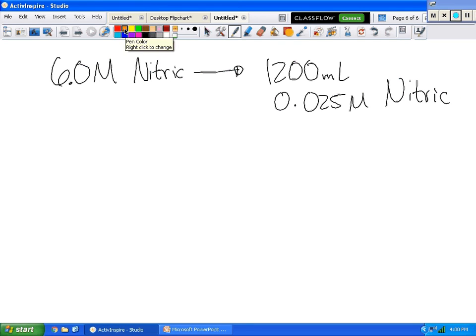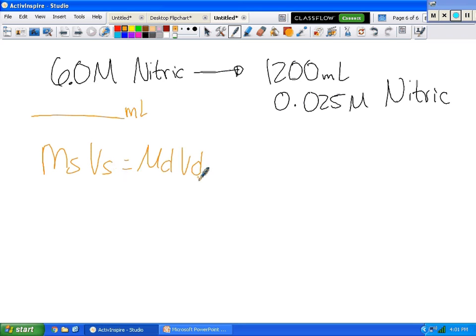But we have to add water to this 6 molar. But the first thing you have to find is what? You have to find the milliliters of your stock, right? So we did MS/VS equals MD/VD. And what was the milliliters that we found? Should have been 5.00, right? And the question was, how much water did you have to add also? Yep, it was 1195 milliliters of H2O.